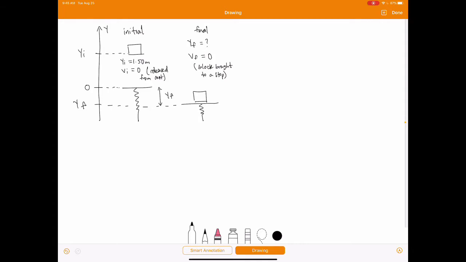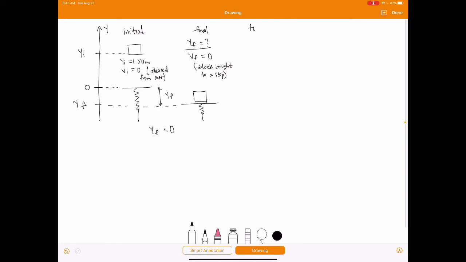Okay, y final tells you how much the spring has been compressed. So first, let's note that y final is going to be something negative. And that's because it's below the 0 point. So let's say y final comes out to negative 10 centimeters. Well, that would just mean the spring has been compressed by 10 centimeters. If y final came out to negative 20 centimeters, then we're compressed by 20 centimeters. So the goal here is to find y final. That will tell us how much the spring has been compressed.